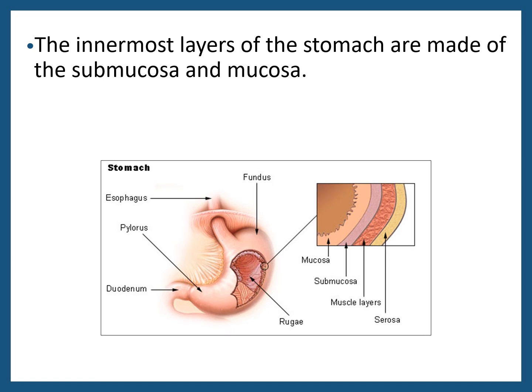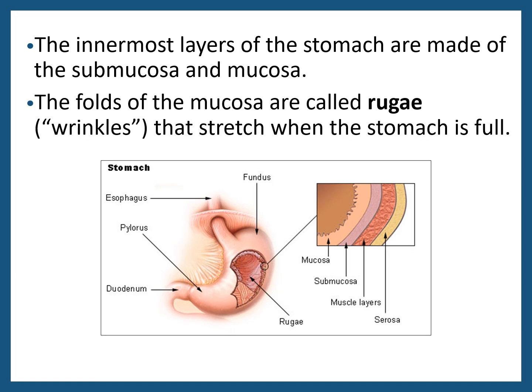So the innermost layers of the stomach, remember, are the submucosa and the mucosa. And that mucosa layer is going to start to fold, and those folds of the mucosa are referred to as rugae. And those rugae will stretch out when the stomach is full, and they actually contain mechanoreceptors that can detect stretch. So when the stomach's full and that rugae is being stretched and flattened, those mechanoreceptors detect that stretch and send the signal to your brain, hey, I'm getting pretty full.